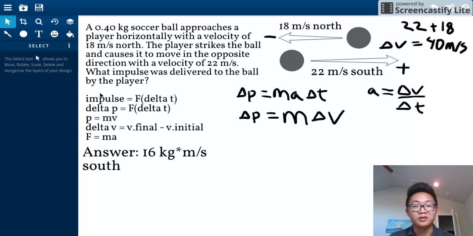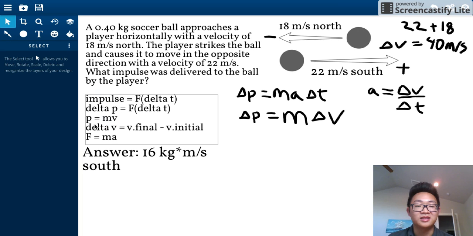To calculate impulse, we need force times delta t. That also happens to be the equation for delta momentum, as listed on the AP Physics sheet. So that's the given equation. So what we're really trying to find is delta p. Since we don't have time, we can't express any answers in Newton seconds. So we're going to have to use change in momentum.